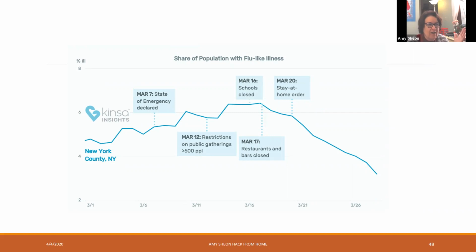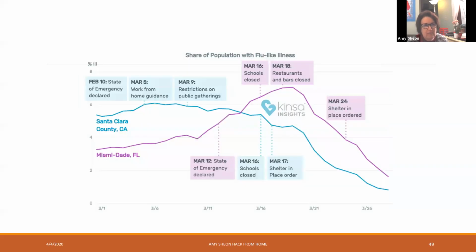This is New York City, where the epidemic absolutely is now starting to drop because of the stay-at-home order and the closing of restaurants and bars. Now, this juxtaposes two different communities, the infamous Miami, Florida, where they didn't want to close things down because they didn't want to lose the money from all those spring breakers who were coming down there.